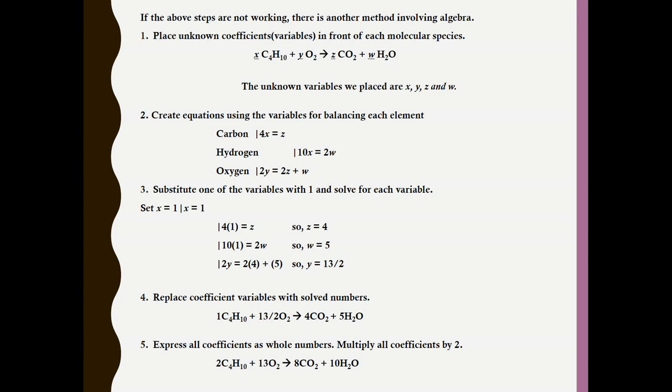The third step tells you to substitute one of the variables with 1 and solve for each other variable. So if you set X equals 1, you can find out that carbon is going to be 4 times 1 equals Z. So my carbon is going to be 4. So Z equals 4. The next one is also for hydrogen. I have 10X. So I just substitute 1 in place of X and I get 10 equals 2W. So my W is going to be 5.